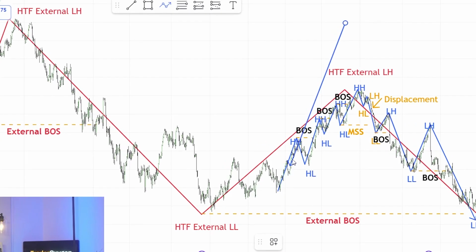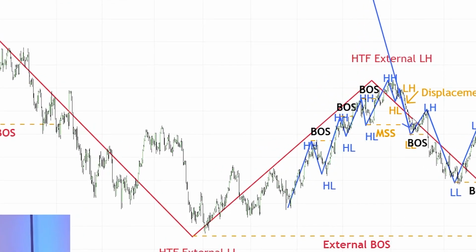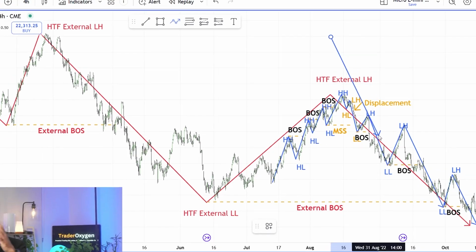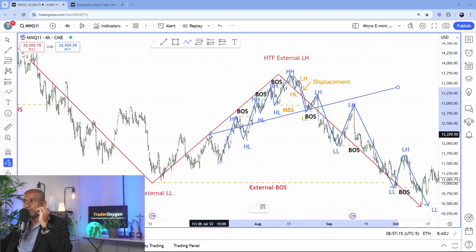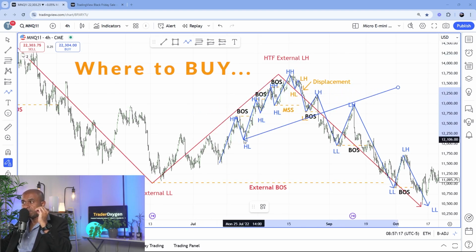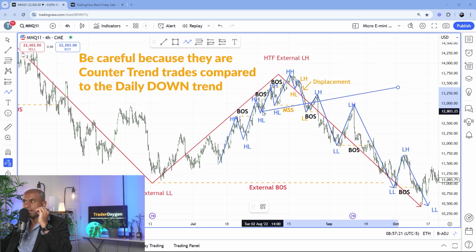So for that, you have to draw the internal swing points in the 4-hour. So I have done it here, but let me expand that area so you can see it more clearly. So if needed, during the daily pullback, you can start buying in the 4-hour pullback locations. You can buy here, but you do it very carefully and conservatively.